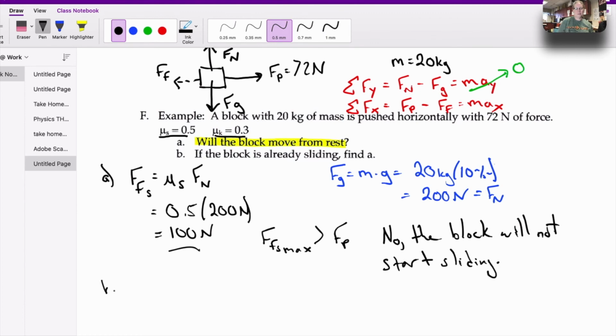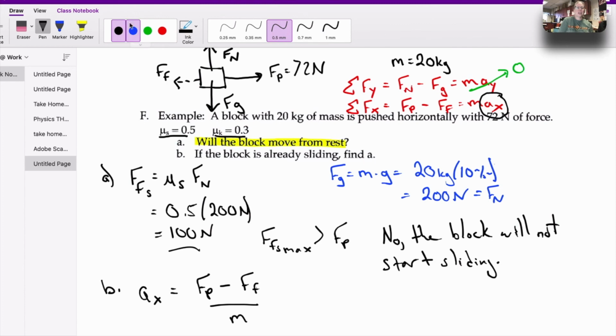And then part B. Part B says, if the block is already sliding, find the acceleration. So they are asking me for this acceleration in the x direction, and I've already gone ahead and written that equation. So let me just solve for acceleration in the x using my Newton's second law equation. That would be the push force minus the force of friction divided by the mass. So let's look at these numbers. Force of push, I know it was given to me, 72 newtons. Mass was also provided for me, 20 kilograms.